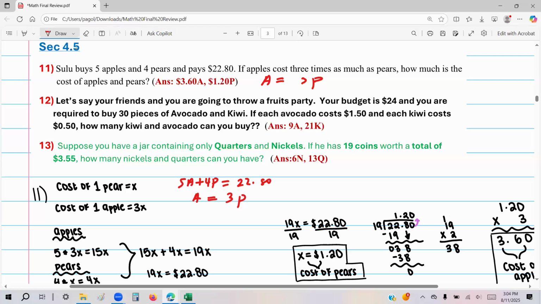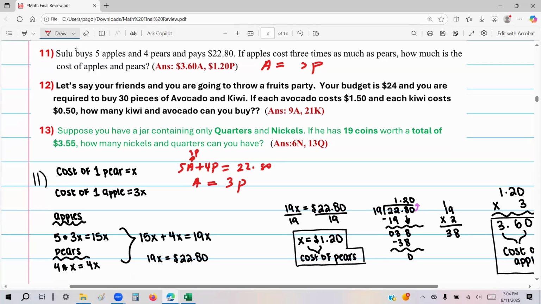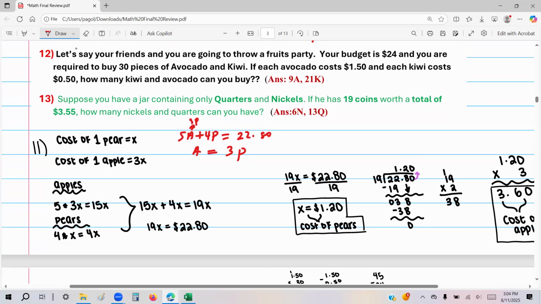So the substitution method is easier. You replace A equals 3P here. So you get 15P plus 4P, 19P is 22.80, and you have to divide manually. No calculators are allowed. So here she showed work. Good.